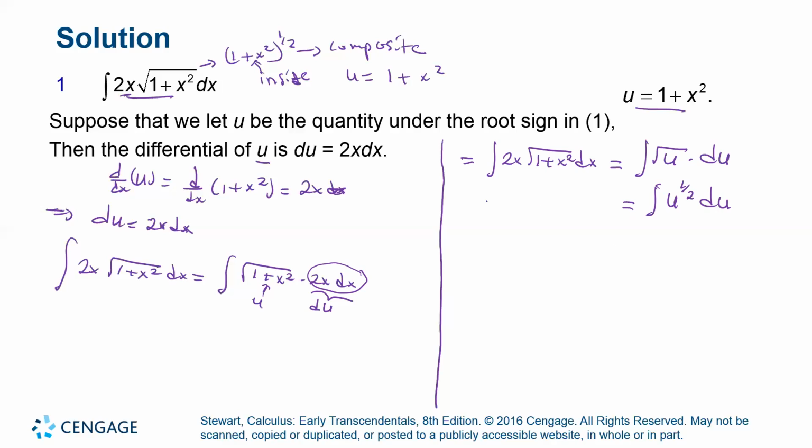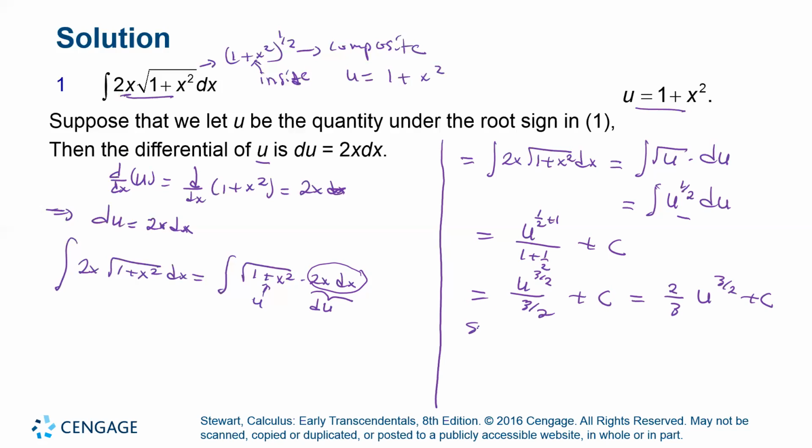This conforms to one of the formulas in the table, using the power rule. Therefore, what is the antiderivative of this? It's going to be u raised to 1/2 plus 1, over 1/2 plus 1, plus c. That is u raised to 3 over 2 divided by 3 over 2, plus c, which is equal to 2 over 3 times u raised to 3 over 2, plus c.